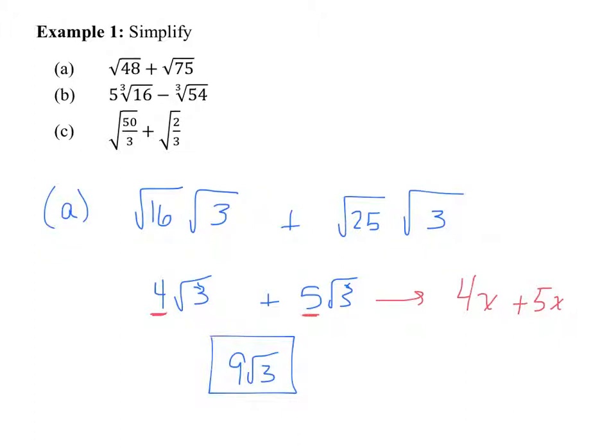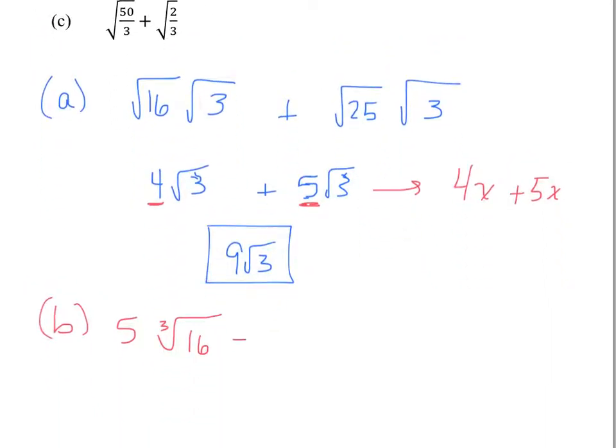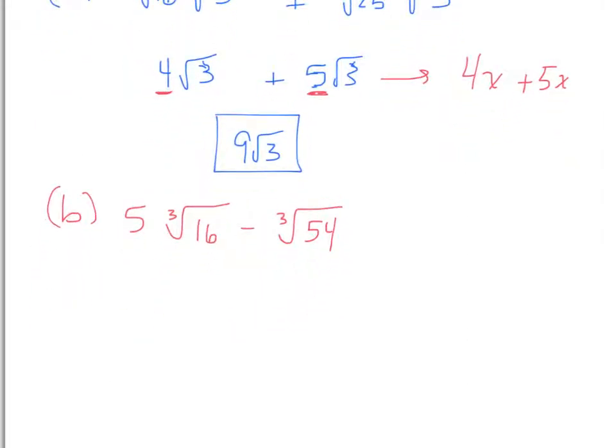Try part B real quick on your own, and this is a cube, so you need to think about your perfect cubes. Think about what perfect cube goes into 16, what perfect cube goes into 54, and try to simplify that and combine like radicals. If you're getting good at this and finish quick, go to the next one, that's fine.